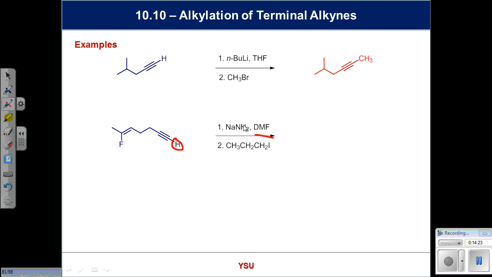DMF, go back, look at it, polar aprotic, good for these types of reactions. We can take off the proton at the end right there, and then we can attack. Now, I've got 1, 2, 3, 4, 5, 6, 7, and how many do I expect in the product? 10. So be very careful.